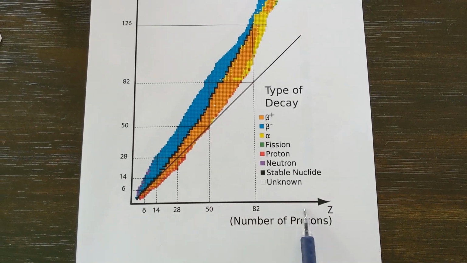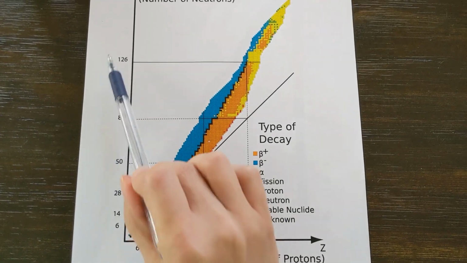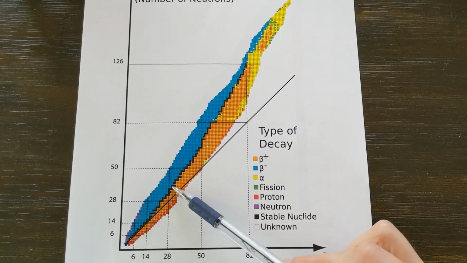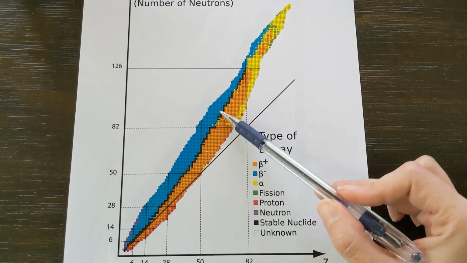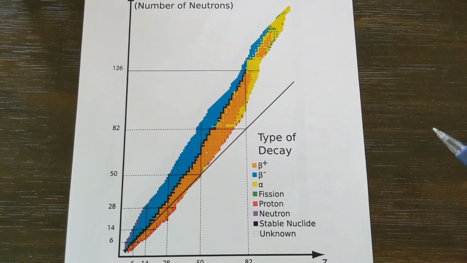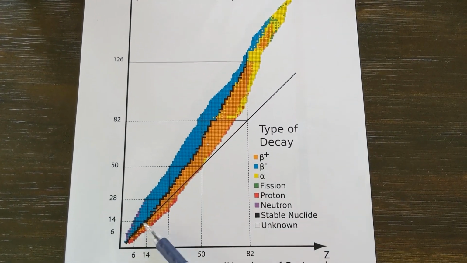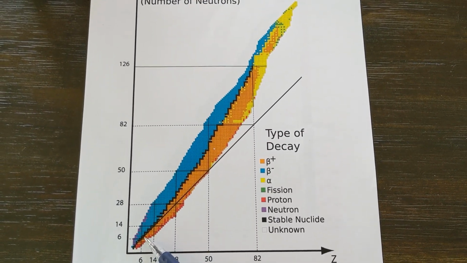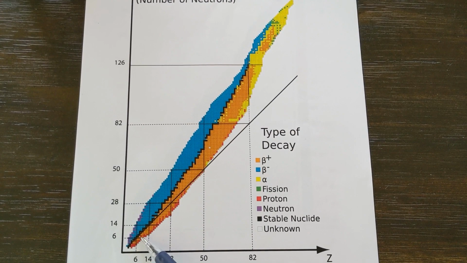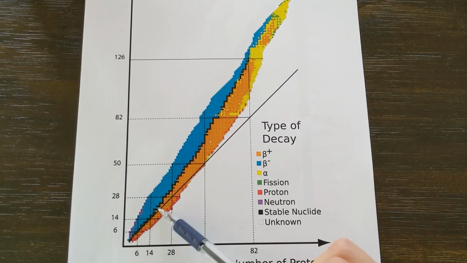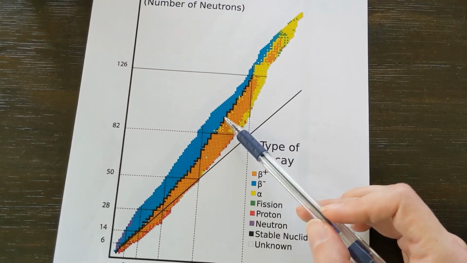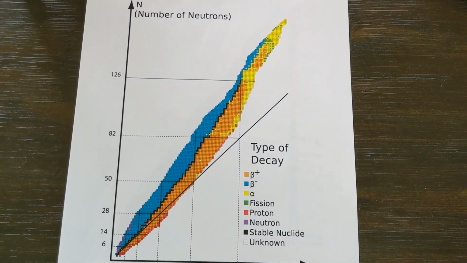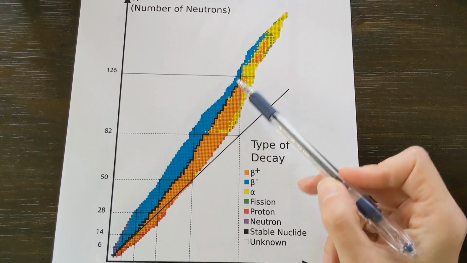So here we have protons on the x-axis, and here we have neutrons. All of these here, this zigzag line going through the dark black, are all stable isotopes. When atoms are very, very small, the optimal ratio of protons to neutrons is 1:1. As the atom gets larger and larger, you need many more neutrons to make the atom stable.